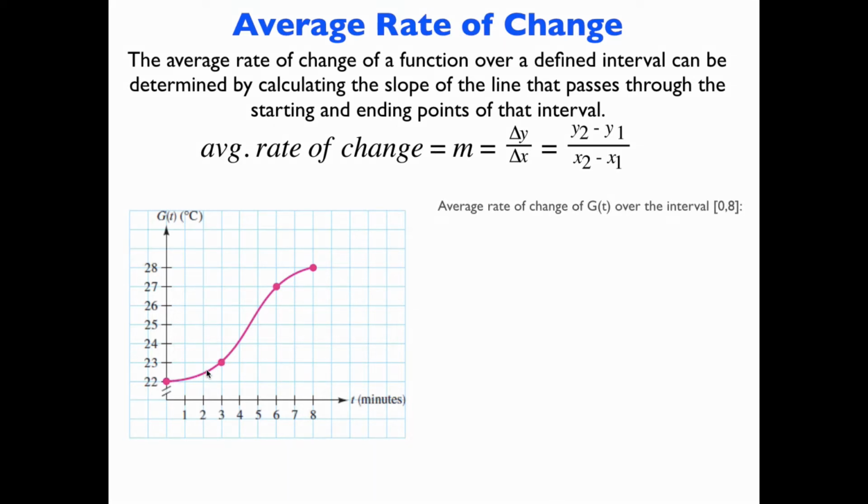So let's find the average rate of change of g of t over the interval 0, 8. And if you recall interval notation, this just means starting at x equals 0 and ending at x equals 8, or the input. In this case, the input is t, so it's not x. So our input variable, or independent variable.